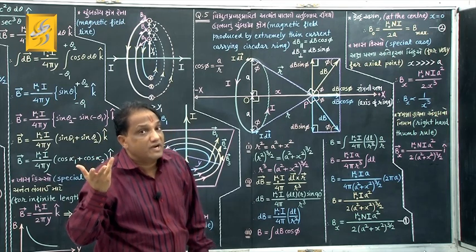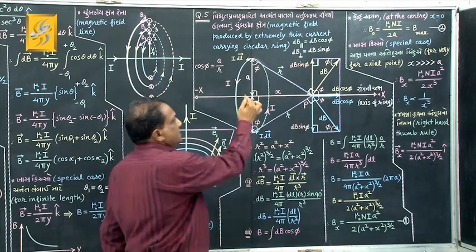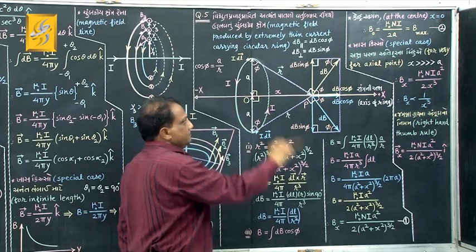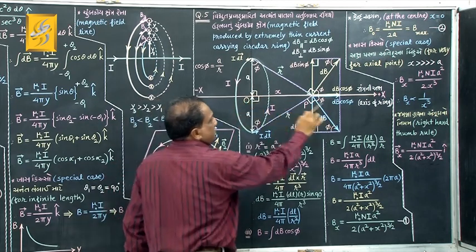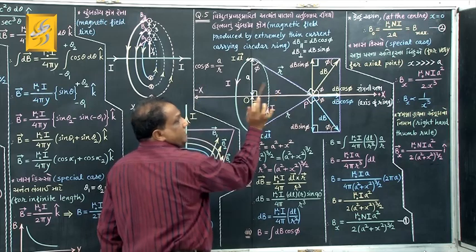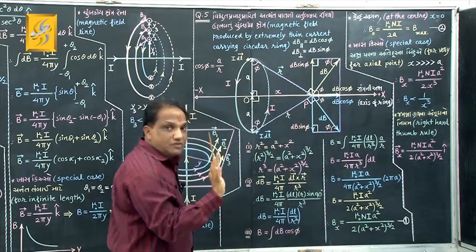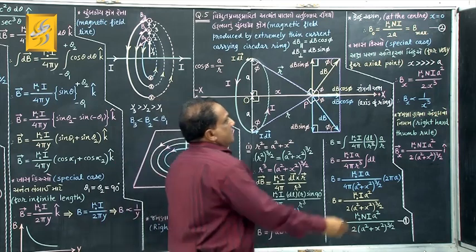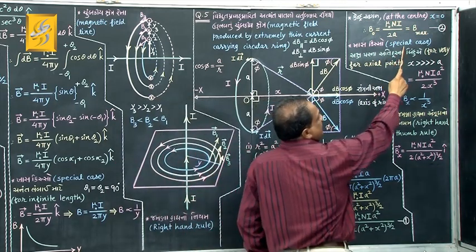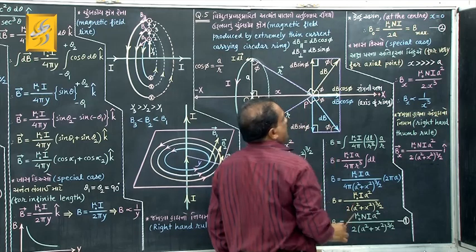Where is the maximum magnetic field? It is obtained at the center. Okay, fine. As you go this way or you may go this way, the x value will increase. When the x value increases, this magnetic field will decrease. Okay. Now let us consider one special case. What is the special case?